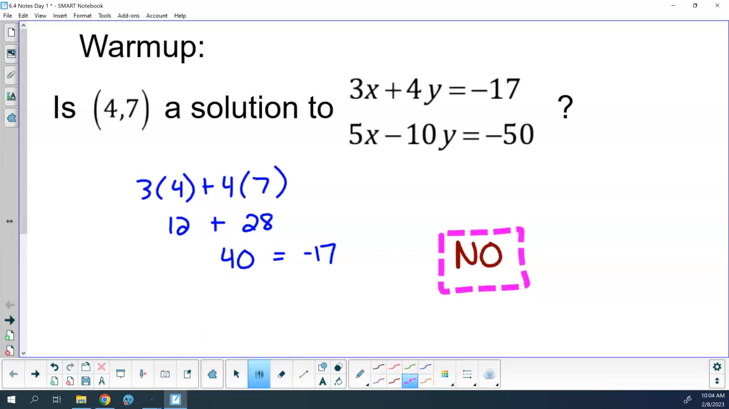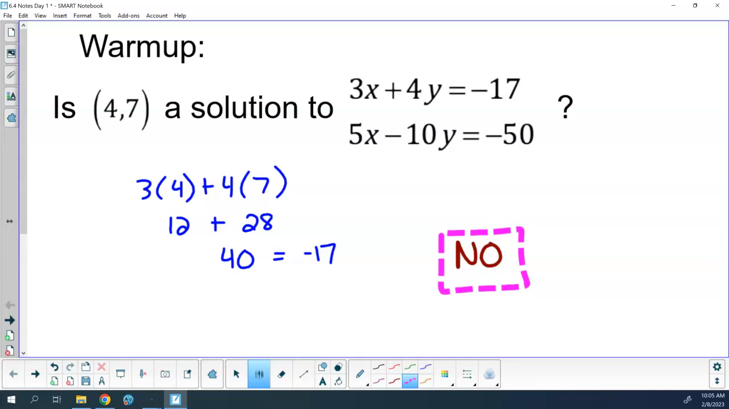In order for it to be a solution, it's got to work in all of them. If it fails in one of them, it is not a solution. Now, if you would have started with the second equation, it would have worked. 4 times 5 is 20, minus 7 times 10, so that's 70. 20 minus 70 is negative 50. It works in that one, so then I'd have to go to the other equation, in this case really the top equation, and check it there. It fails. You started with the one that failed, it just isn't.